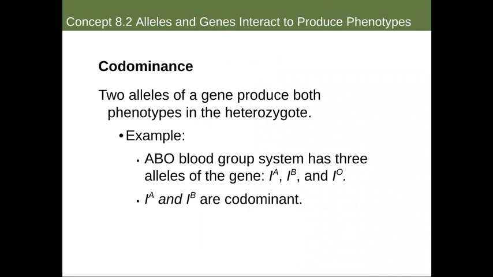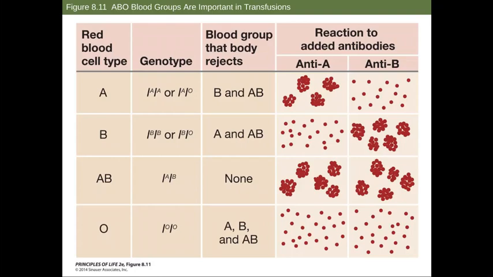Now, codominance is when two alleles of a gene both produce phenotypes in the heterozygote. So the ABO blood group system has three alleles of the gene, IA, IB, and IO, where IA and IB are codominant. That is where our AB blood type comes from.